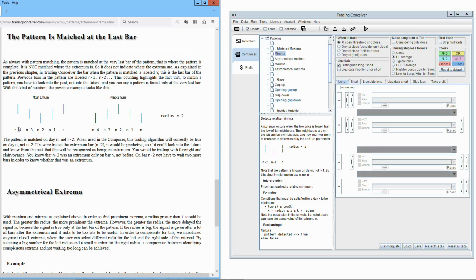With this kind of notation, the previous example looks like this. Pattern is matched on day n, not n-2. When used in the Composer, this trading algorithm will correctly be true on day n, not n-2. If it were true at the extremum bar, n-2, it would be predictive, as if it could look into the future and know from the past that this will be recognized as being an extremum. You would be trading with foresight and clairvoyance. You know that n-2 was an extremum only at bar n, not before. On bar n-2 you have to wait 2 more bars in order to know whether that was an extremum.